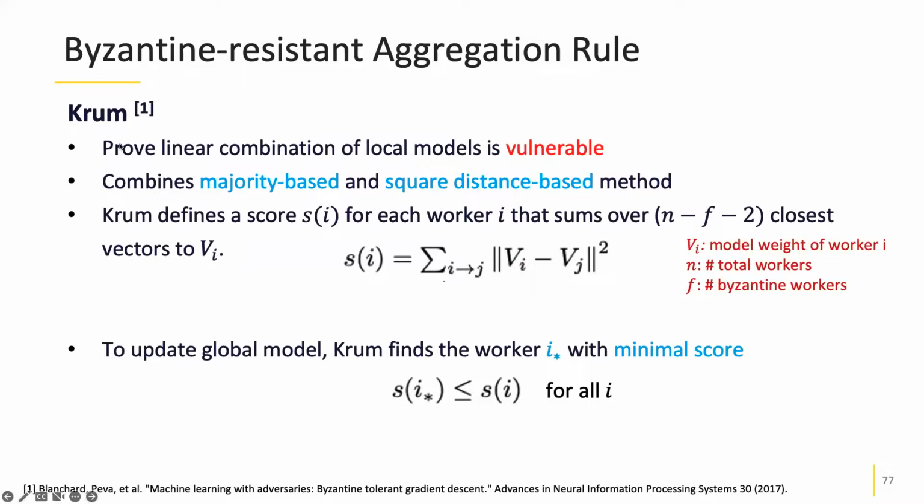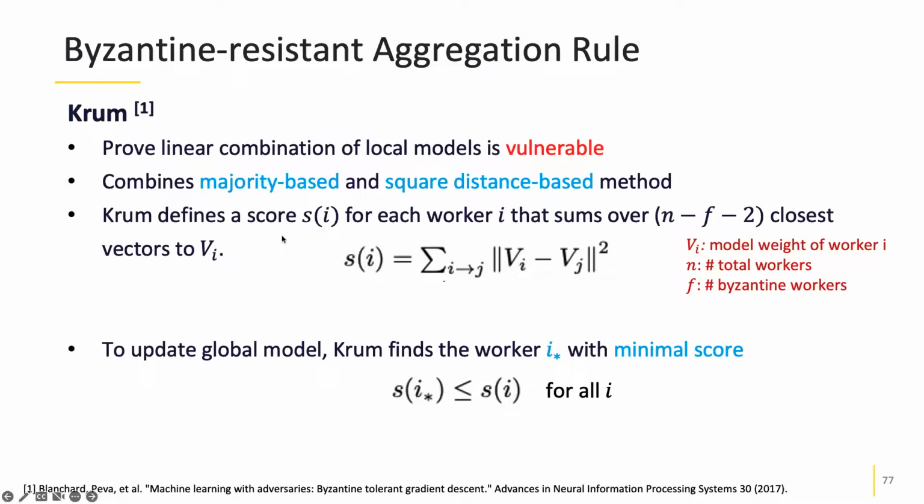The first contribution of Krum is that this paper theoretically proves that any linear combination of local models will result in a global model that cannot tolerate a single Byzantine participant. And to solve this vulnerability problem, Krum combines majority-based and squared distance-based methods to design a Byzantine-resistant aggregation rule.